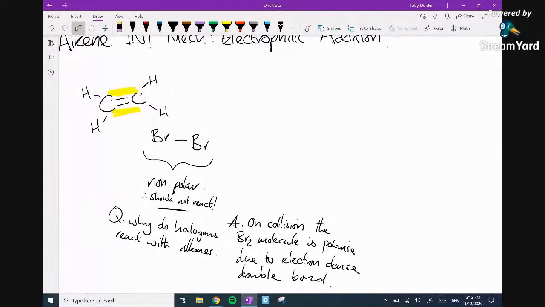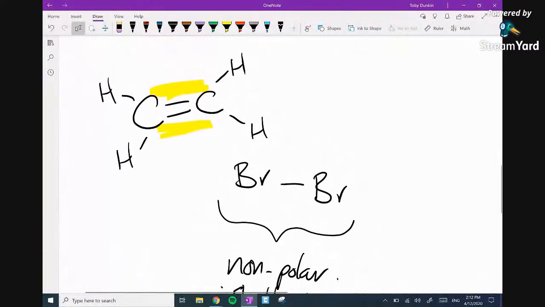So here's what's happening, folks. When it's approaching, when it's colliding with it, the electrons are distributed evenly, so it's non-polar. But during the collision, one of the bromines is going to hit it first. You can't have both hit simultaneously. So the electron-rich area here causes the electrons in this bond to move this way. And so what's going to happen is you're going to get induced polarity.